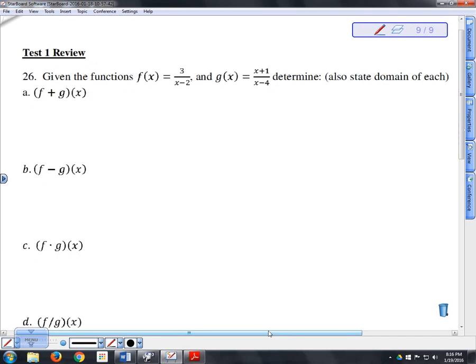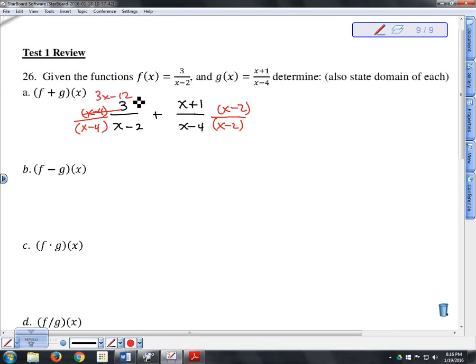Okay, adding these two functions. They can only be added if they have a common denominator, so this side needs to be multiplied by x minus 4 over x minus 4. This side needs to be multiplied by x minus 2 over x minus 2. Now, here in the numerator we're going to get 3x minus 12.